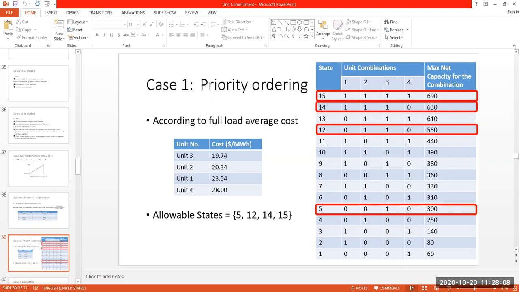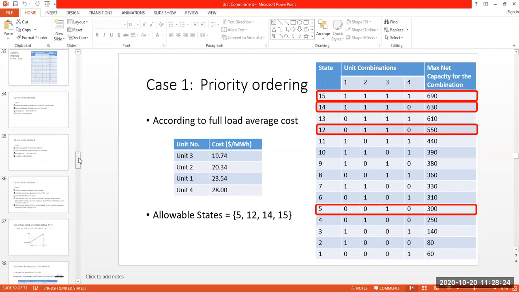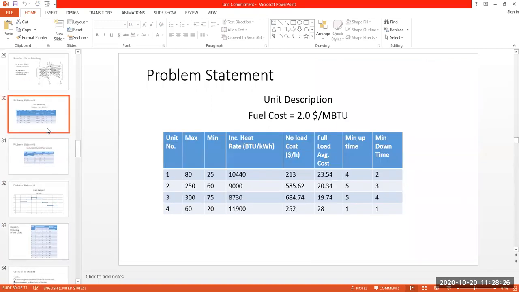Now here we are looking for the priority scheme. What is the priority scheme? We have to set some rule for prioritizing the units. So here again we are prioritizing the units according to their full load average cost. Now this value is given in the problem. Let us go to the problem statement. So you see in this column in slide number 30, the full load average cost is listed.